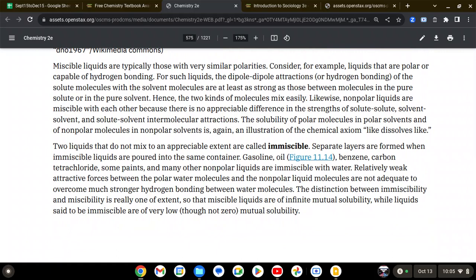Consider, for example, liquids that are polar or capable of hydrogen bonding. For such liquids, the dipole-dipole attractions of the solute molecules with the solvent molecules are at least as strong as those between molecules in the pure solute or in the pure solvent. Hence, the two kinds of molecules mix easily.